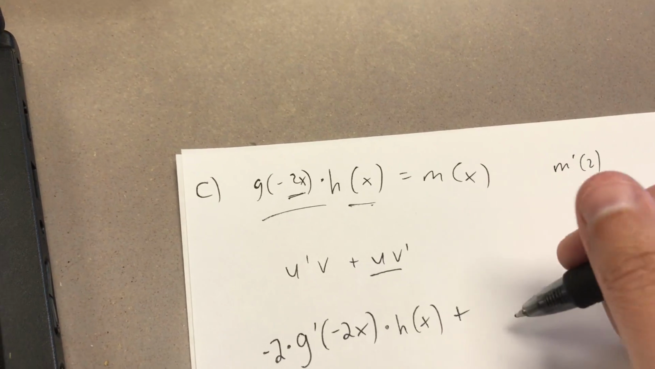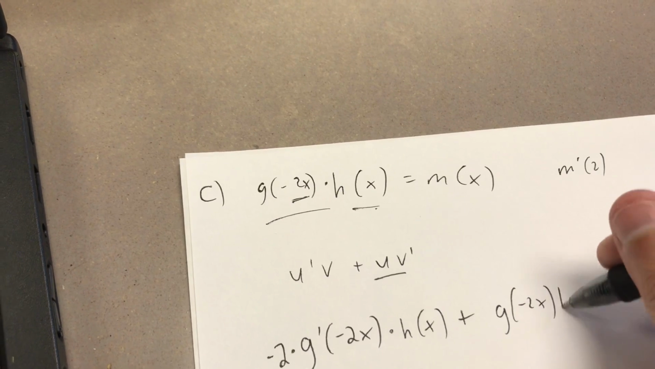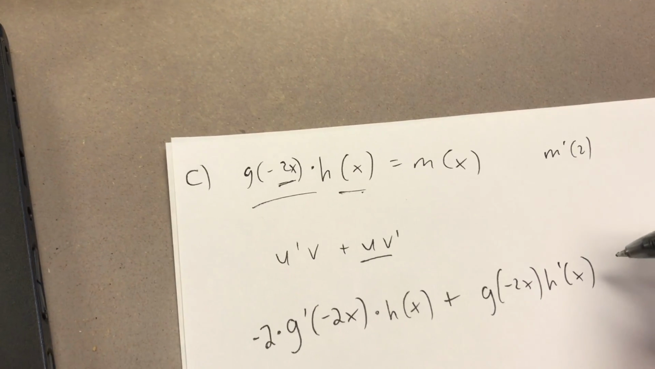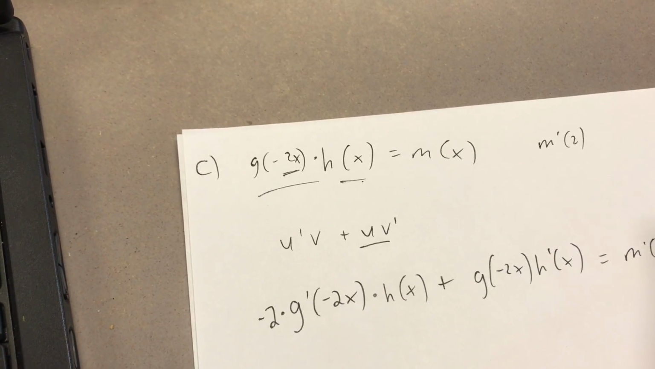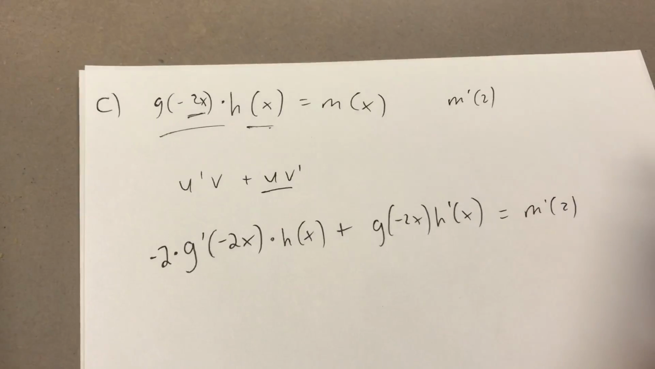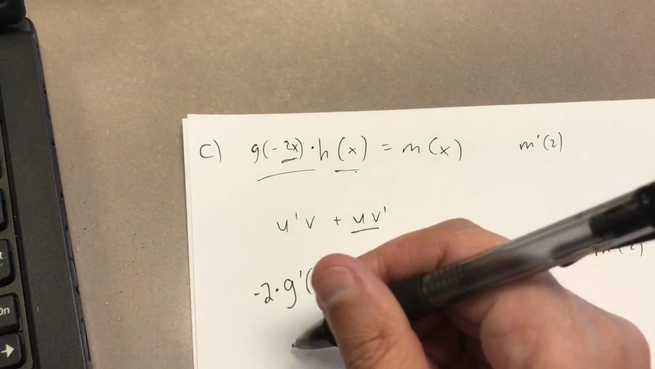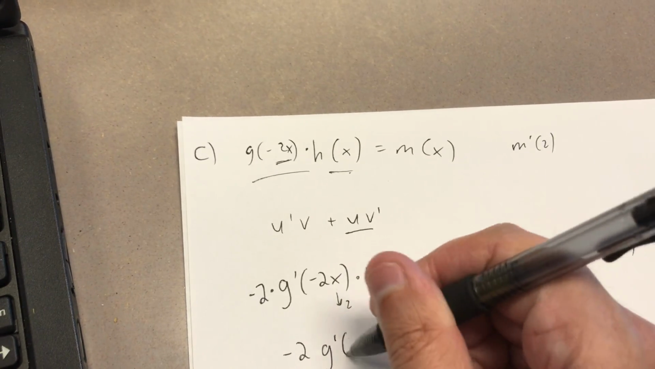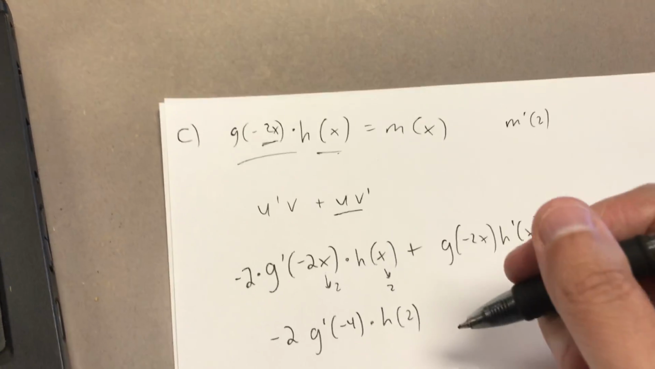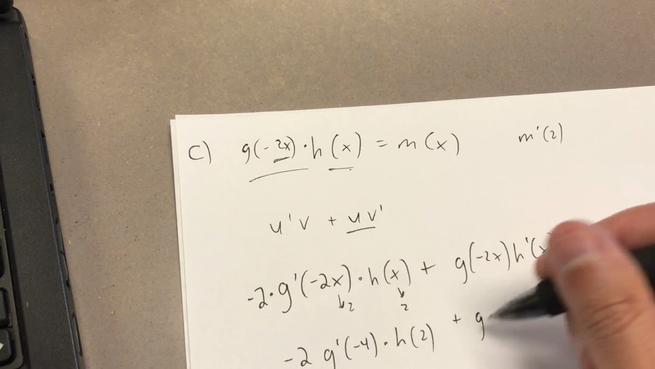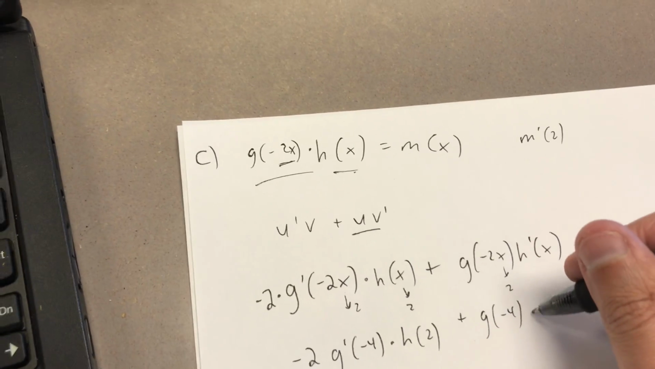Okay? And then we're going to do the second half here. We're going to do plus the first term, g of negative 2x, and then we're going to multiply by the derivative of the second term, which is going to be h prime of x. And in this case, we want to find m prime of 2. And so we're just going to substitute that in and see what we get here. So if we substitute in 2 here, we're going to get negative 2 times g prime of negative 4 times h of 2 plus g of negative 4 and h prime of 2.